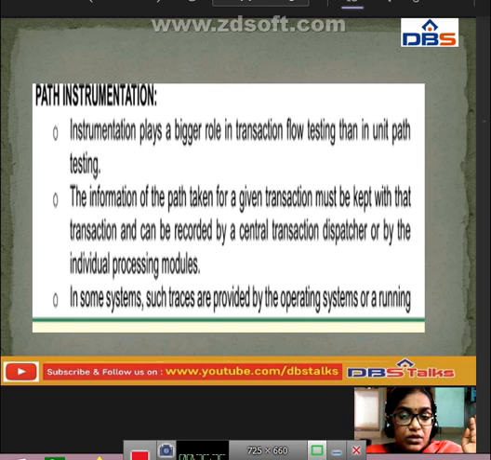But in some systems this tracing is not provided by the operating system, so we are going to perform our own tracing. In some particular types of operating systems, the tracing is provided. Whenever the operating system is running, we can provide our own tracings. Even offline, or in the process, it performs the same thing, and such traces are also provided by the operating systems or by the running systems.